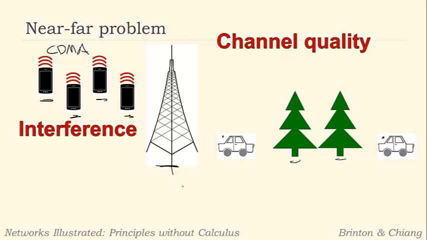The distance, as well as objects in the path that obstruct the channel, lead to different levels of channel quality. And this one is going to have a degraded channel quality relative to the other one. This is known as the near-far problem: we have different levels of channel quality depending upon how far we are from the base station.